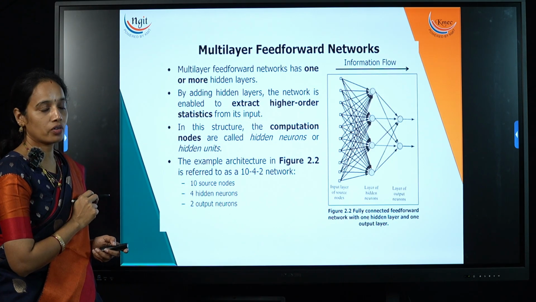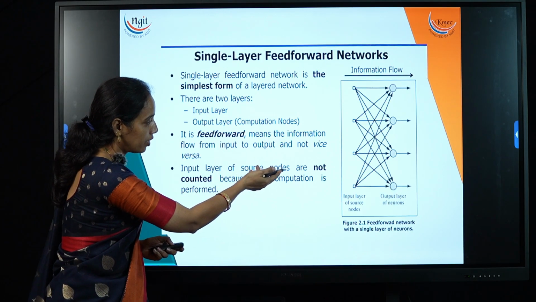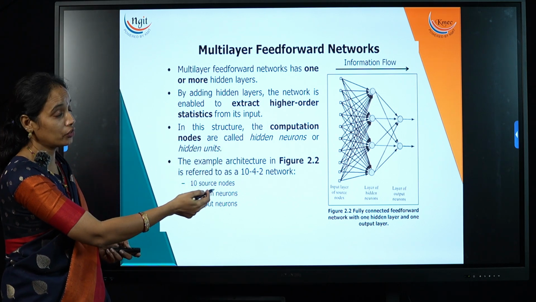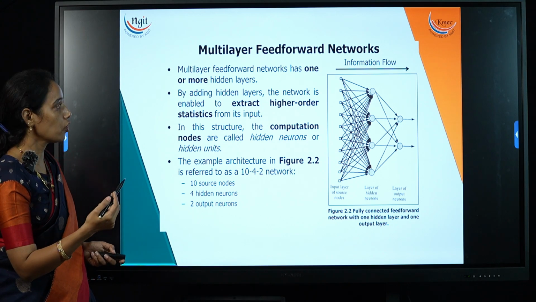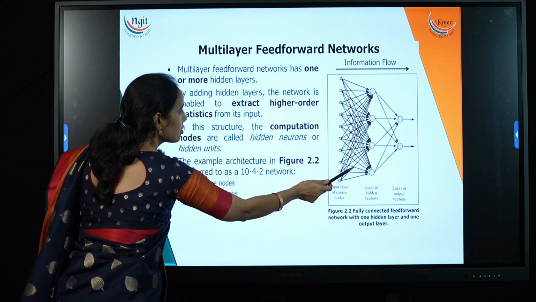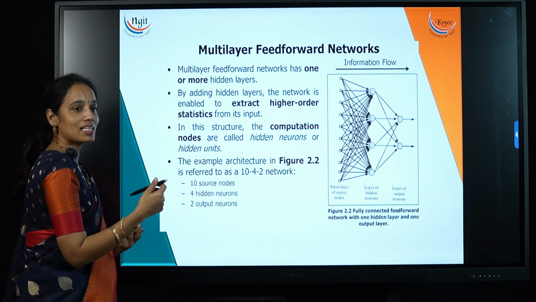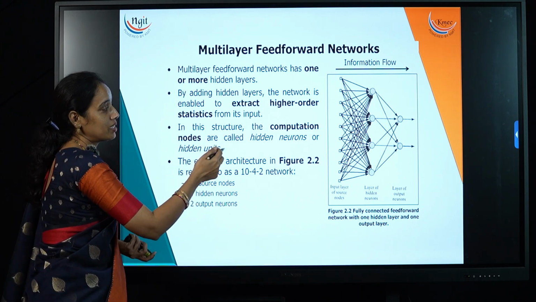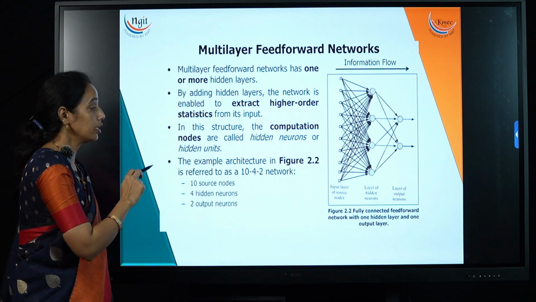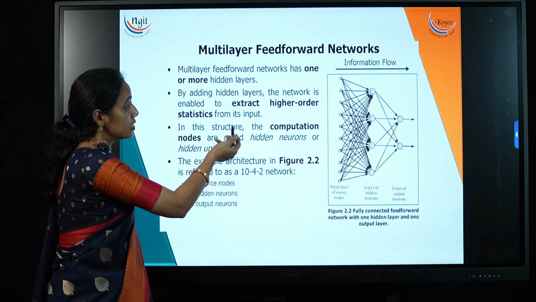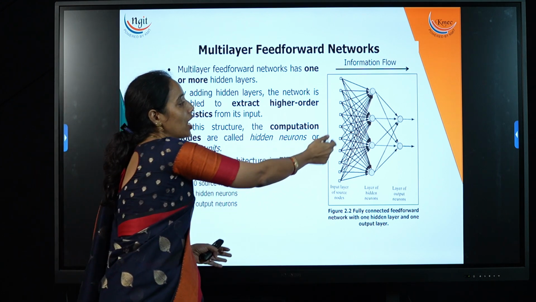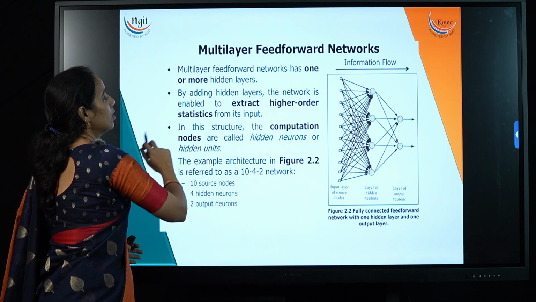Then the multi-layer feed forward network, you can see the difference between this diagram and the previous one. We have n number of hidden neurons. When we have hidden neurons, we can say that it is a multi-layer feed forward network. So a multi-layer feed forward network has one or more hidden layers, and by adding these hidden layers, the network is enabled to extract higher order statistics from its inputs. In this structure, the computation nodes are called hidden neurons or hidden units. Whereas in the earlier single layer feed forward network, the computation nodes are the output nodes themselves. But here, as we have hidden neurons, these are the computation nodes.